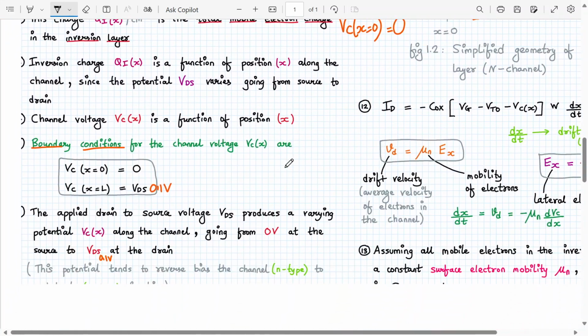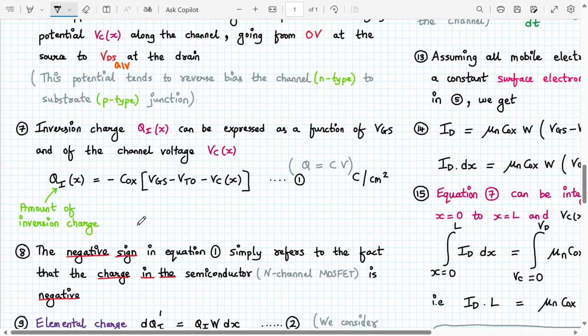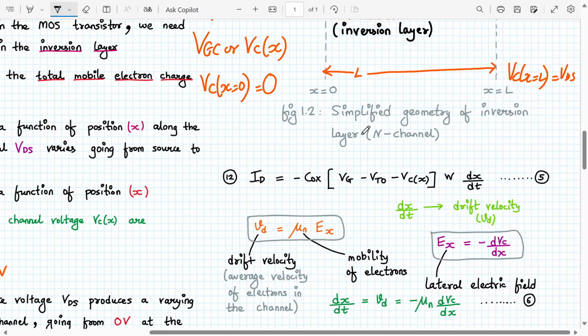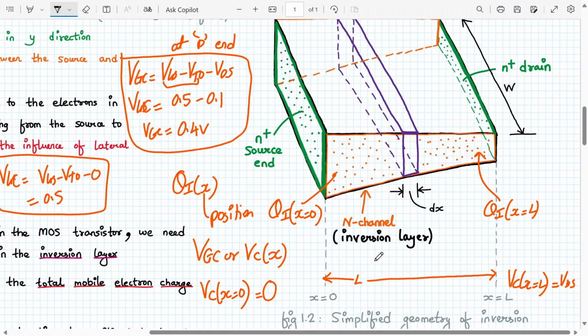Yes or no? So see this equation, VGS minus VTO minus Vc of x. Instead of VDS, we can write Vc of x. Agree? Why the minus sign? Because it's an inversion charge. Charge on the electron is negative. So Qi of x is minus C ox into voltage. What is the voltage? VGS minus VTO. Now instead of calling it VDS and 0, we call it Vc of x. Are you following? Yes or no?